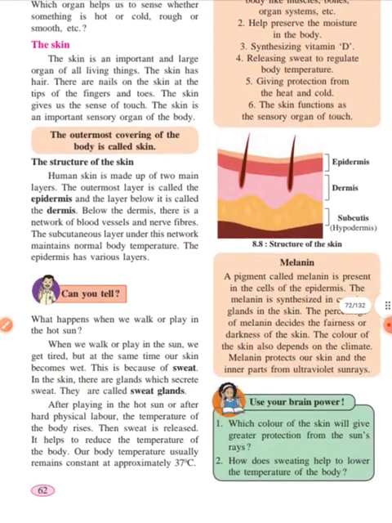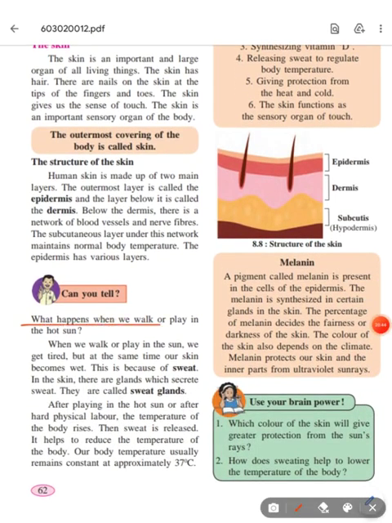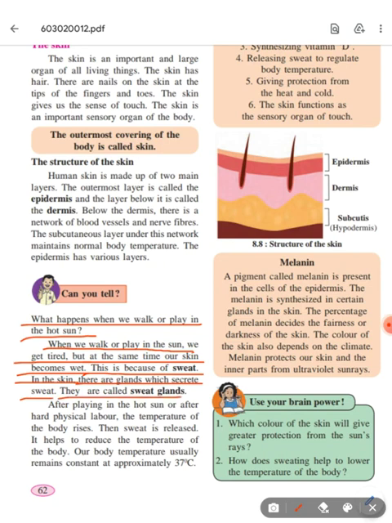Can you tell what happens when we walk or play in the hot sun? When we walk or play in the sun, we get tired, but at the same time, our skin becomes wet. This is because of sweat in the skin. There are glands which secrete sweat. They are called sweat glands.